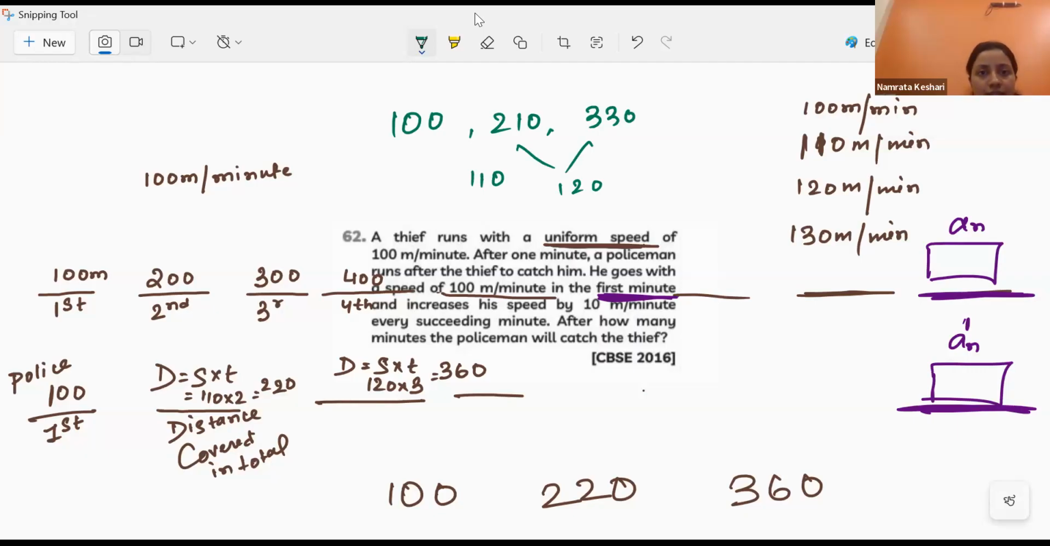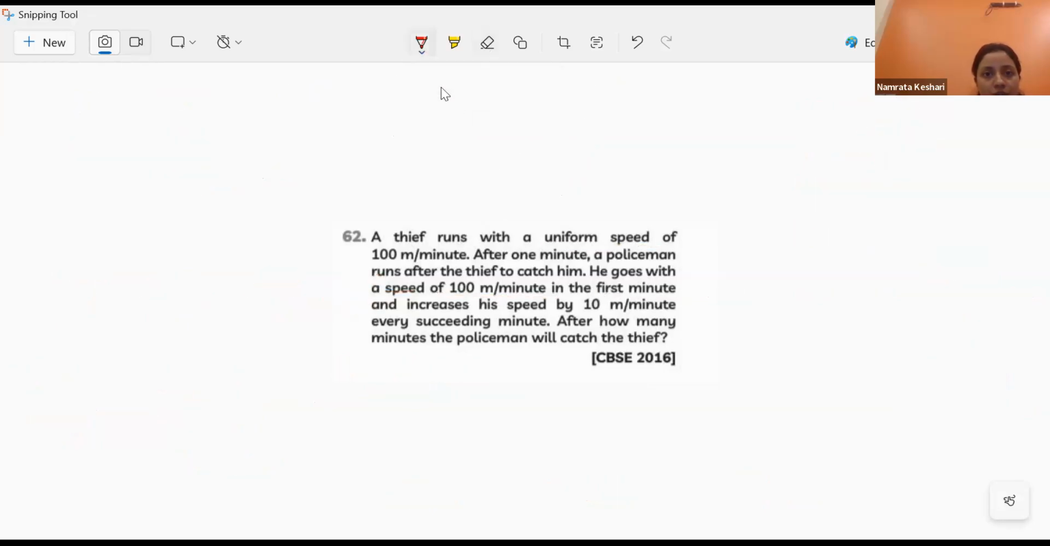Okay, if I will take a straightforward, the thief is covering 100 meter in the first minute, then 100 meter in the second minute, then 100 meter in the third minute, then 100 meter in the fourth minute. Okay, just like that. And the policeman is covering 100 meter in the first minute, starting 1 minute late. Okay, 110 meter in the next minute, 120 meter in the next minute. Yeah, this will work.